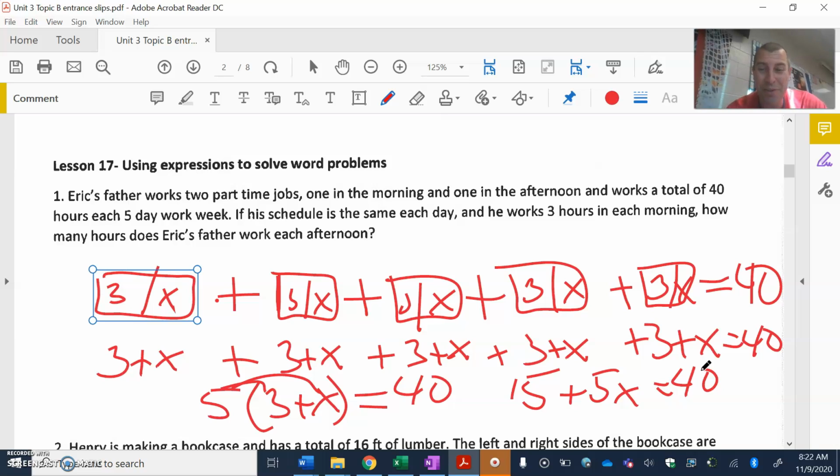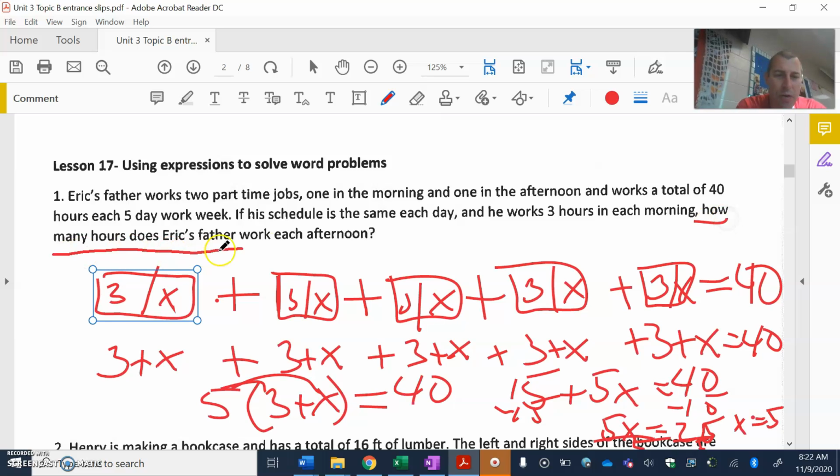So really what it comes down to is this is the part we're interested in. It's the ability to write out 15 plus 5x. Whether you use the distributive property over here, whether you wrote it all out over there, that's fine. So we're going to subtract 15 from both sides. All right, I'm running out of space. Divide both sides by 5. X equals 5. So it's 5 hours.